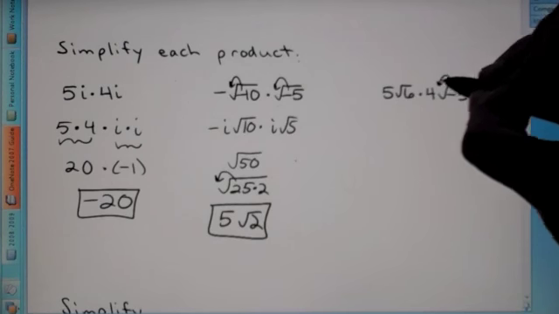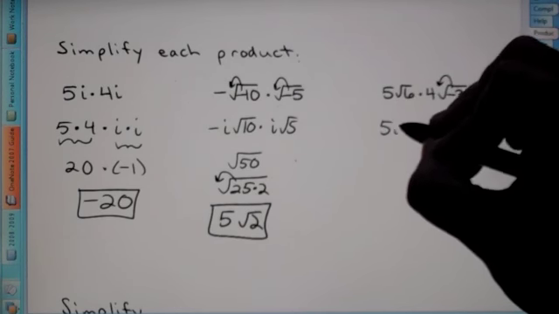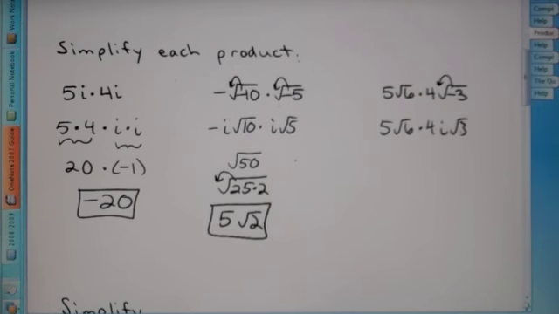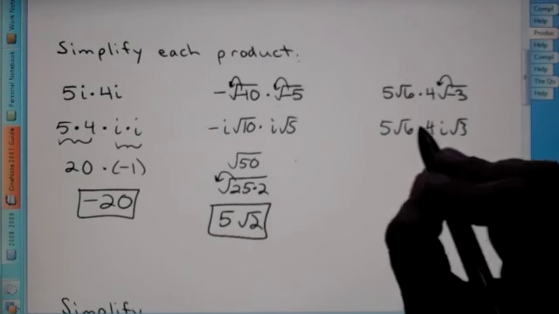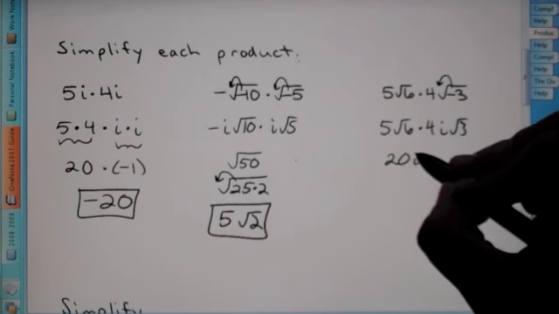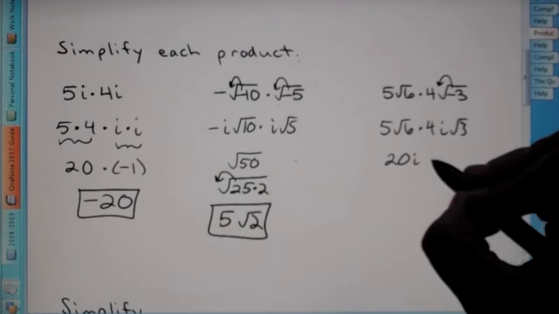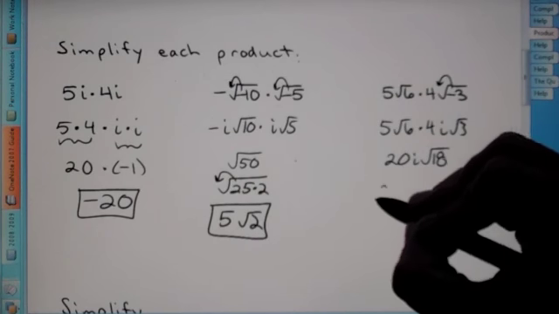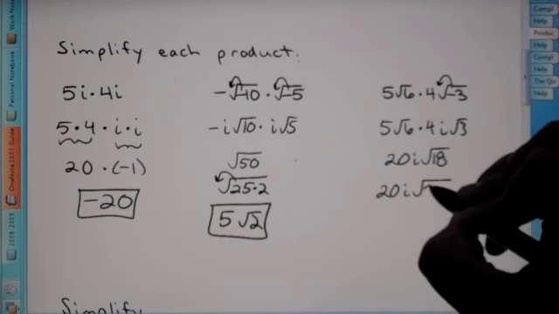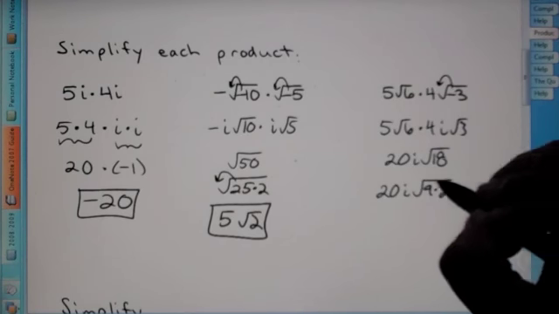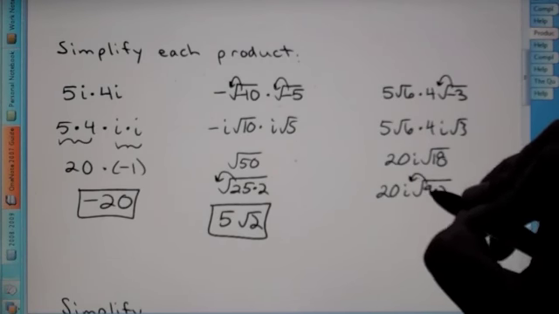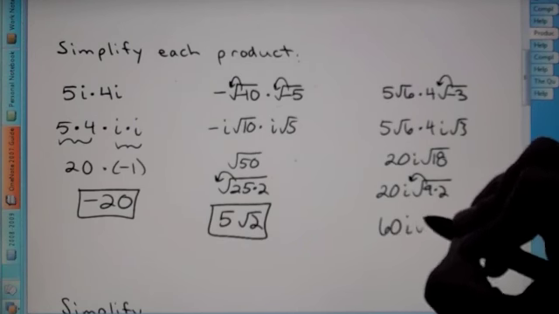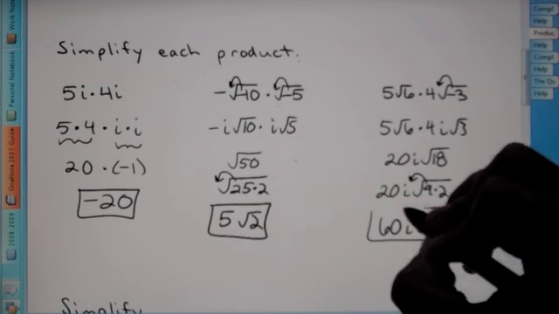Here, again, we want to take that negative out. So we have 5 root 6 times 4i root 3. So here you just multiply. 5 times 4 is 20. I, root 6 times root 3 is root 18. And we know that we can break down 18 to be 9 times 2. So when you take the square root of 9, you get 3. 3 times 20 is 60. I, and you're left with the root 2 underneath.